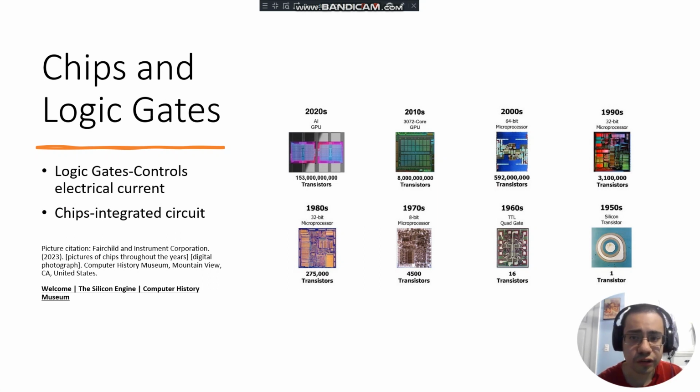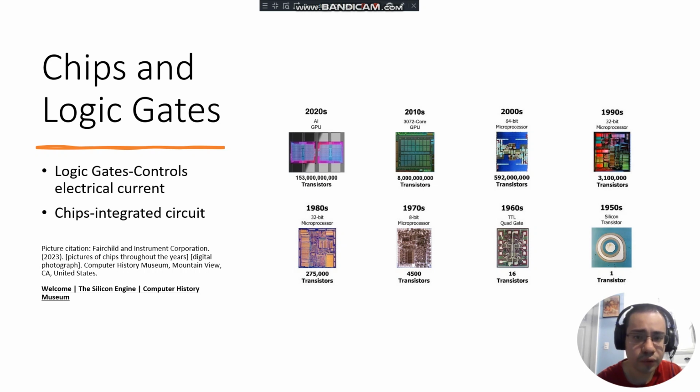Logic gates control electrical current in your device. To be more specific, logic gates control electrical current in your device's hardware, such as your CPU. Chips are hardware components that are composed of silicon. They comprise the memory and processing units in your digital device. Every year, chips become more powerful as advanced transistors allow more and more transistors to be packed into chips. Logic gates and chips are part of electrical engineering, a major available here at the University of Maryland College Park.